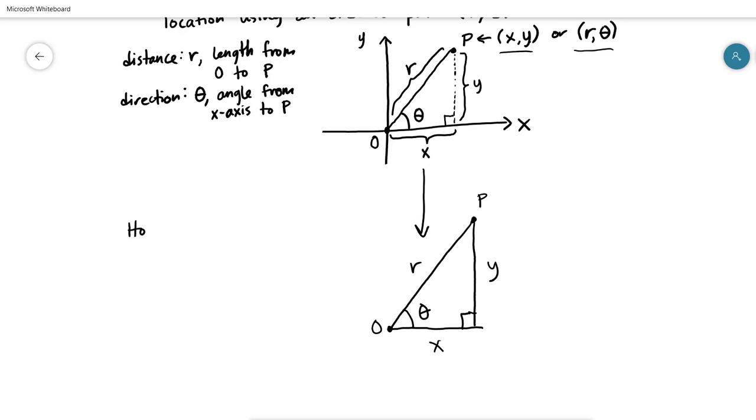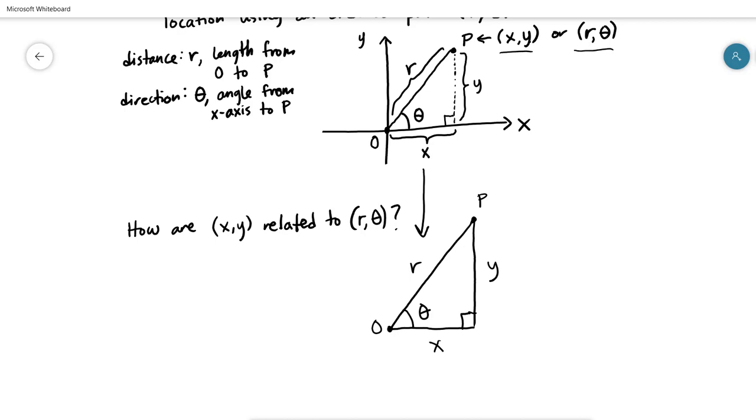So how are the xy coordinates related to r and theta? With that picture, we can figure out the relationship. I want to think about what trigonometric identities I can use to shed a little light on this. So I want to think about the relationship between y and r and theta, and also x and r and theta.